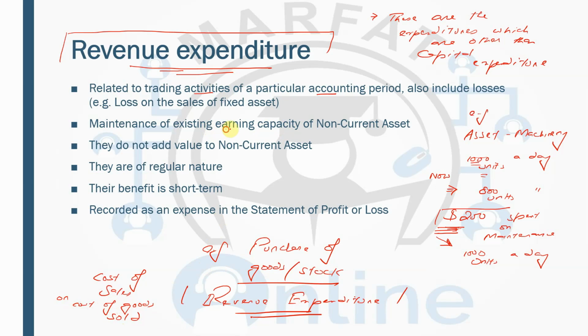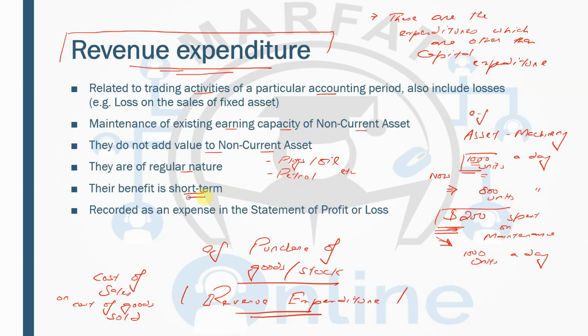Similarly, maintenance of the existing earning capacity of a non-current asset. This was the existing capacity, so we just spent $200 to maintain it, to bring it back. They do not add value to the non-current assets. They are of a regular nature. For example, regular nature is like changing the plugs, changing the oil, etc. Even the petrol.